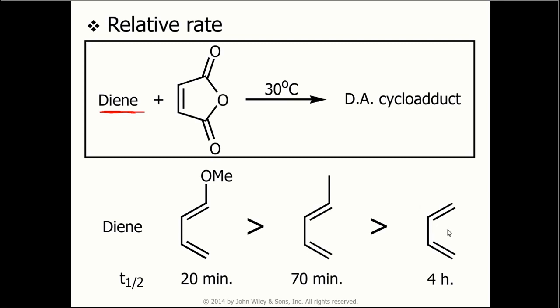And we can see that for 1,3-butadiene, the reaction takes 4 hours to go to completion. Excuse me, that's the half-life, or the T1 half. So this is 4 hours to reach 50% conversion. Sorry, I don't know why I was struggling with that. All right, so anyway, this reactant takes 70 minutes, and this one takes 20.